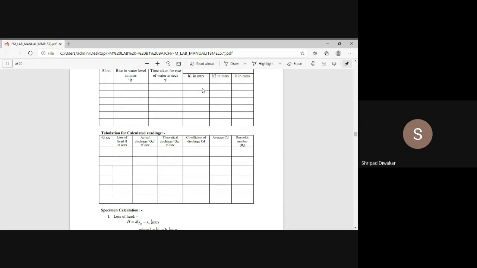Is 39, and H1 you note down as minus 1.5 centimeter. I'll tell you why it is minus. First reading, you note down H1 is minus 1.5 and H2 is plus 1.4.